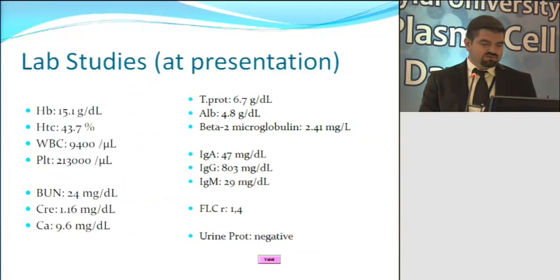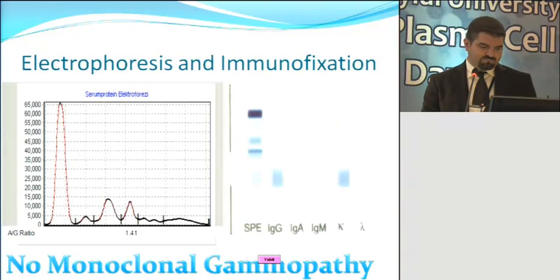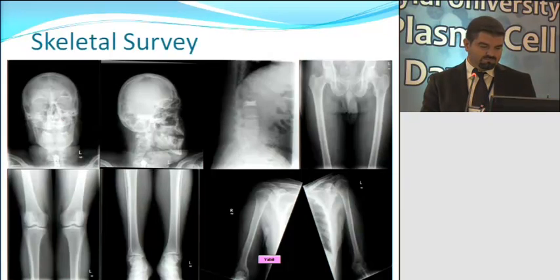Lab studies revealed at presentation no anemia, no renal failure, no hypercalcemia. His albumin level was 4.8 and beta-2 microglobulin was 2.4. IgA was 47, IgG was 803, IgM was 29, FLC ratio was 1.4, urine protein was negative. Electrophoresis and immunofixation revealed no monoclonal gammopathy.